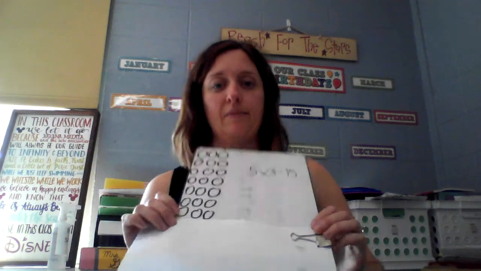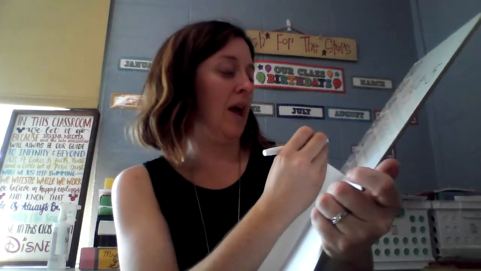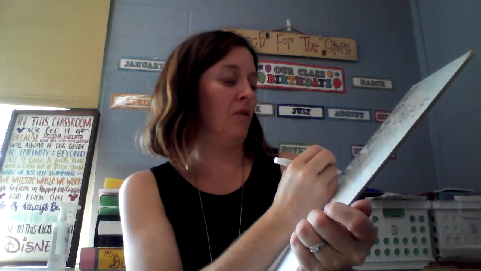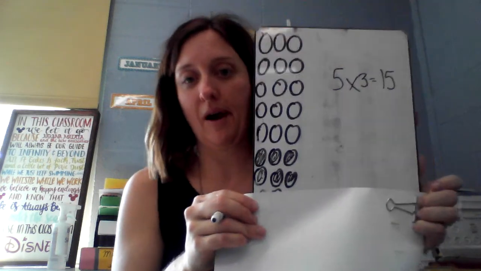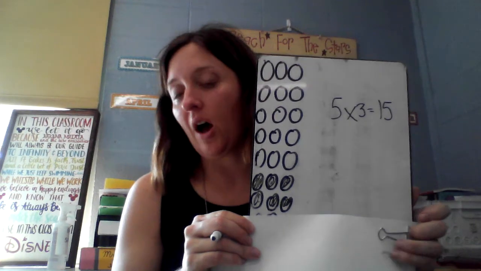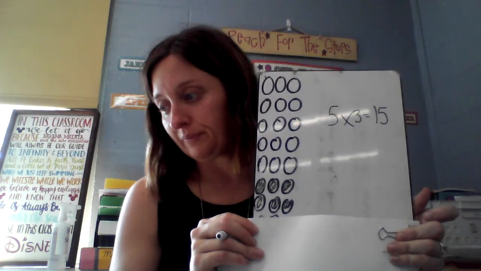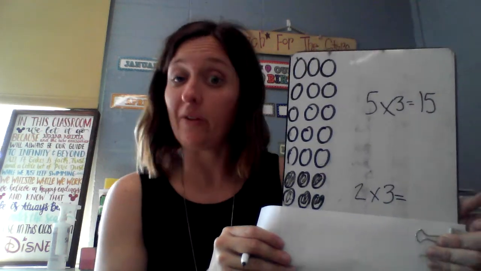Now, if we look at it, okay, now I'm going to shade in what I added on, okay, to make it a little bit clearer for you to see. So you can see the 2 rows that I added on, okay? So I started with 5 rows of 3, and then I've added on 2 more rows of 3, okay? So I'm going to say 2 rows of 3, and if we look at that, we know that that is 6.